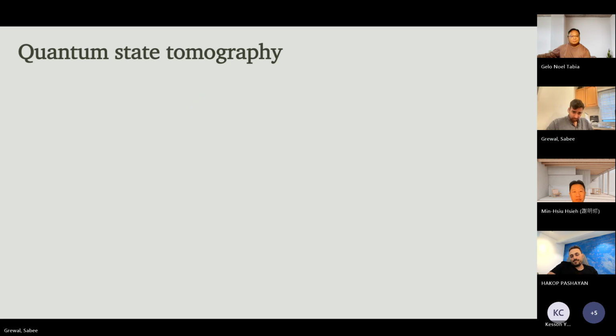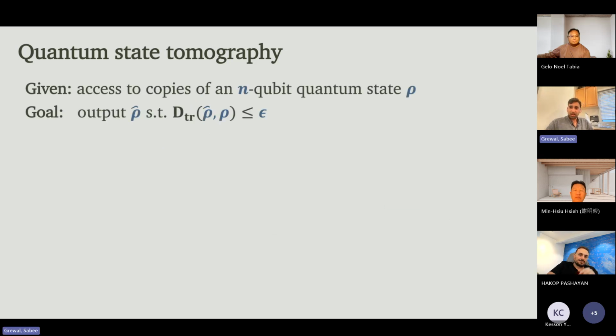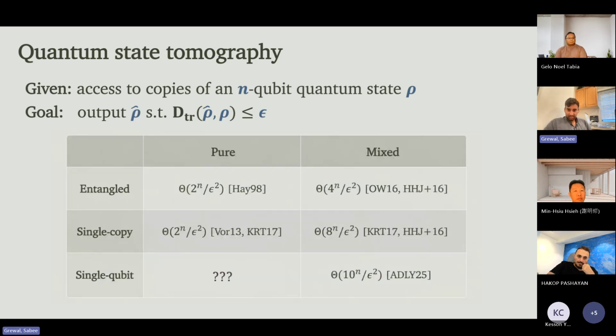Okay, so we have our problem, quantum state tomography. I want to tell you a little bit about what is known. I'm going to tell you about the copy complexity, the number of copies we need to consume in order to achieve our goal of outputting a description that's close to rho. So here's a table of some relevant results.